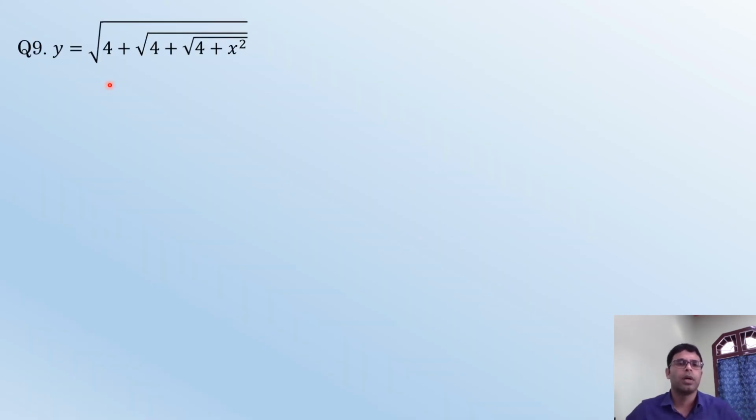This is y is equal to root over of 4 plus root over of 4 plus root over of 4 plus x square. This is a simple function. So first you should differentiate this root over, then you should differentiate the inner part, then again the inner part, and in this way the chain will progress.